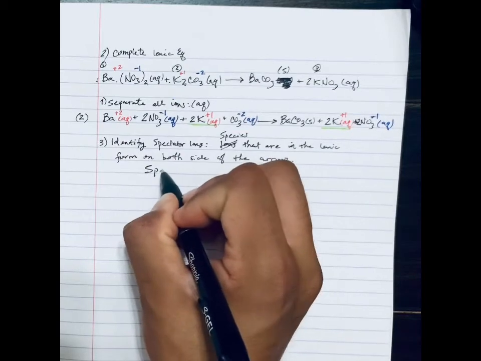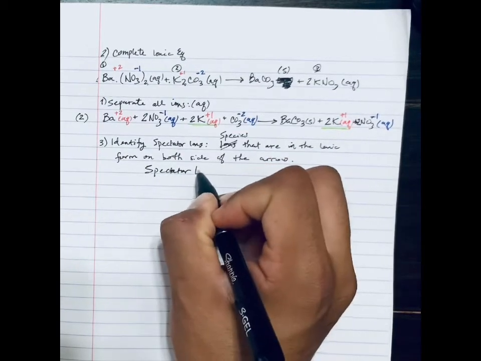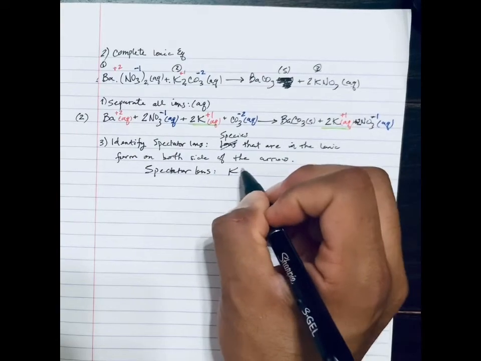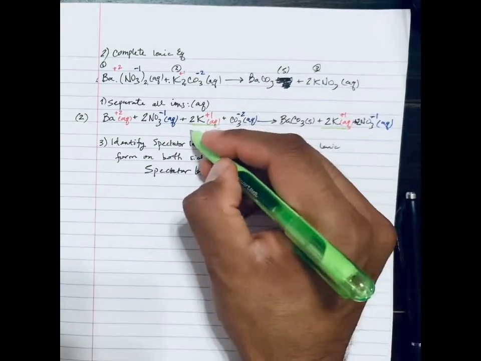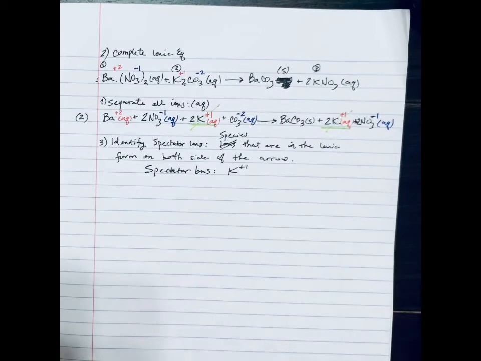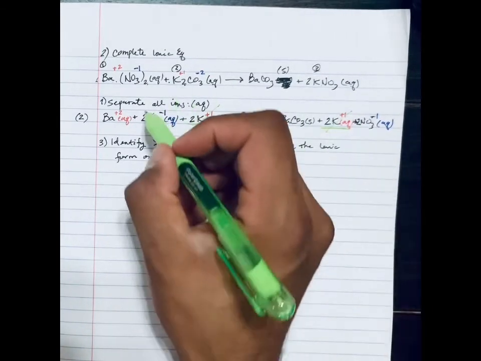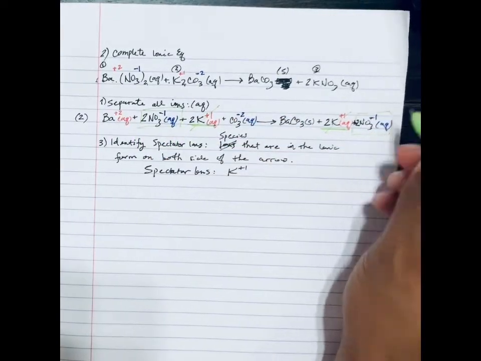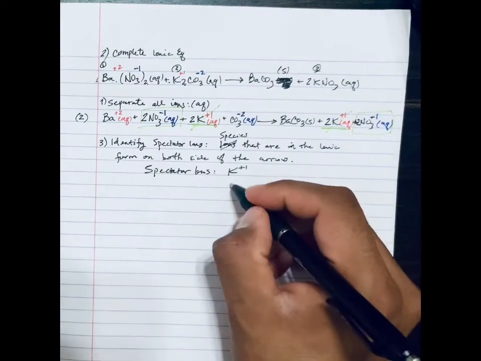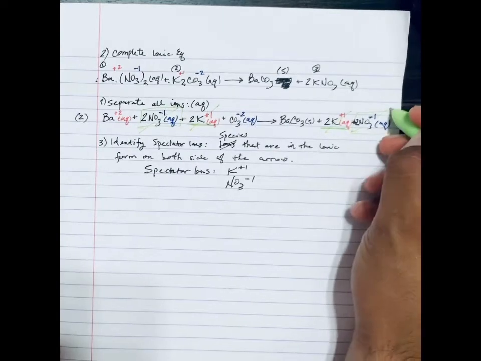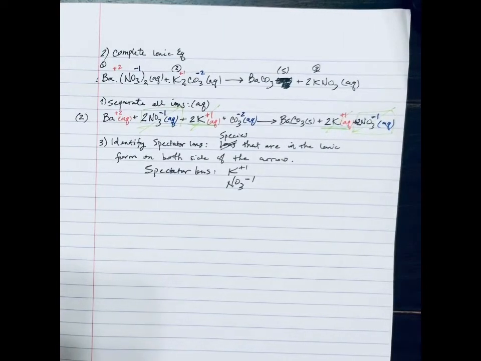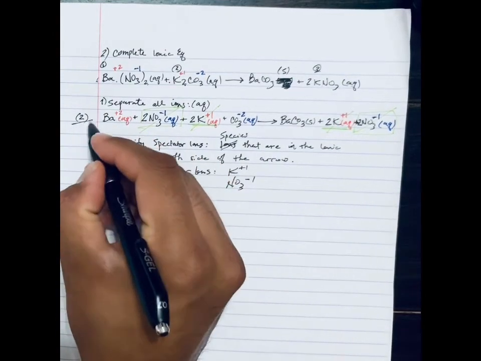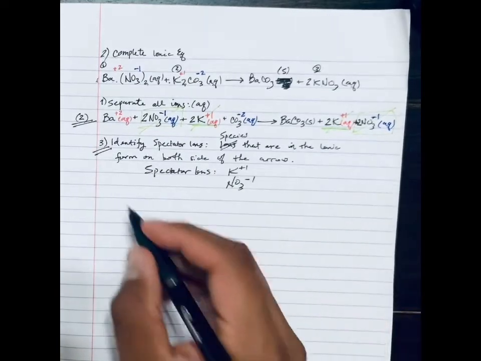So one of the spectator ions is going to be K plus 1, right? And so you're going to cancel it out. And then the next one is going to be NO3. And so because that's the other one, you're going to write it down, NO3 negative 1. So that's the other spectator ion. And so once you've gotten rid of your spectator ions, and we've identified them, right? So that's answer for number 2, answer for number 3.